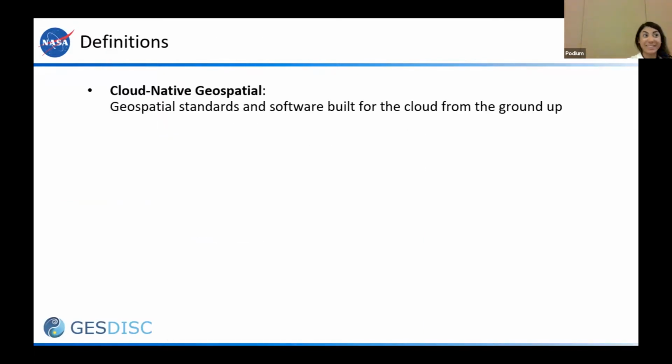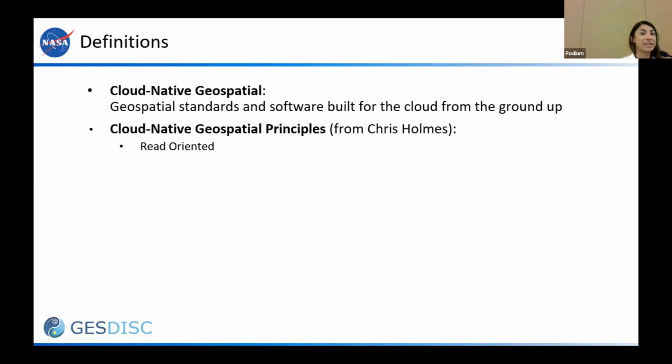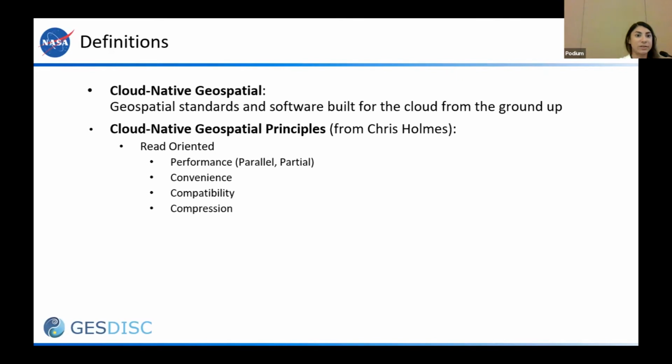So to make sure we're all on the same page, what's the definition of cloud native geospatial? This means standards and software that are built for the cloud from the ground up. I've stolen some principles from Chris Holmes on what makes cloud native geospatial important. The first one is that it has to be read oriented. By that, I mean some sort of performance that allows us to run things in parallel and allows accessing just partial components of a data set. It should also be convenient and compatible with existing tools and also focus on some optimization of compression.